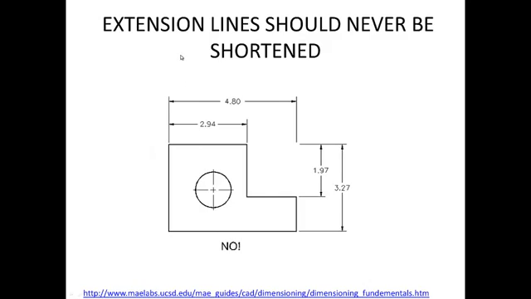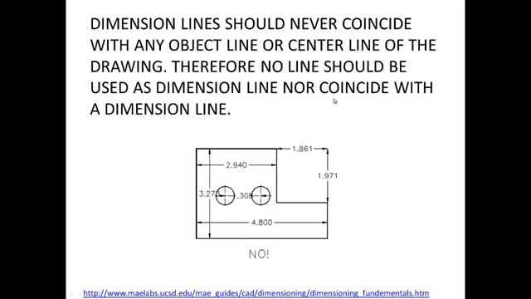And another one, extension lines should never be shortened. You should leave this line going up to the part. And the same goes for this other one. It should go all the way to here. And then dimension lines should never be inside of the part like this. They should not coincide with any object line or center line of the drawing. So it should be outside like we had in the previous one. So this should be out, this should be out, this should be out, this should be out, this should be out.